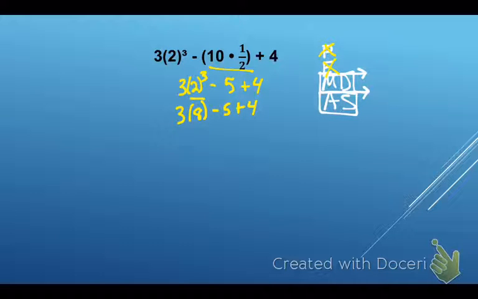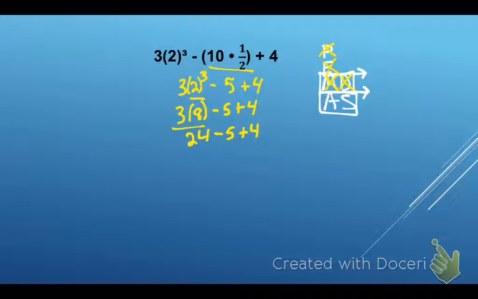What about multiply and divide? Remember, we move from left to right. Multiply. We do have a multiply. We do not have any division. 3 times 8 is 24. And 24 minus 5 plus 4. Notice that I am writing one step at a time. Next thing, we're done with multiplying. There's no dividing. Add and subtract.